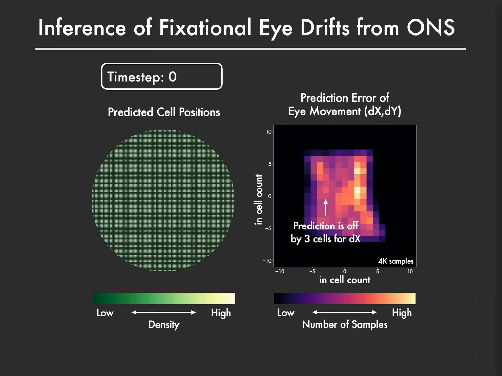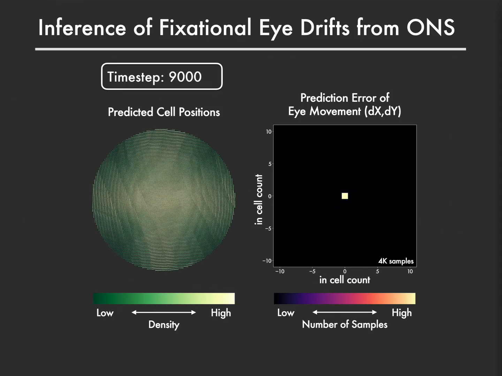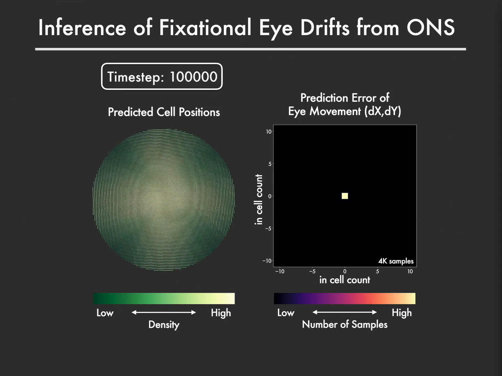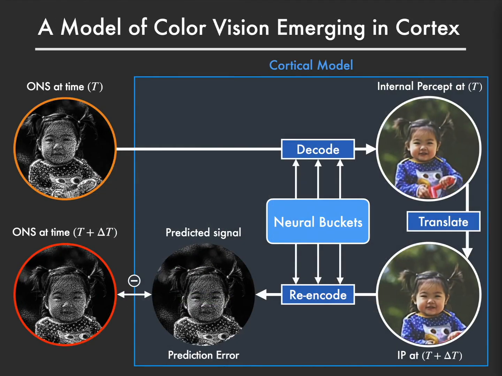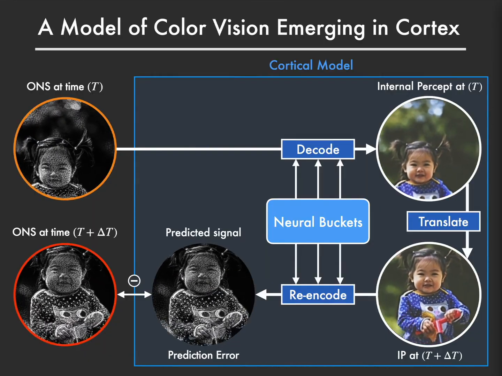At initialization, predictions of cell positions and eye movements are quite inaccurate. But as the training proceeds, the cortical model succeeds at both tasks. The main takeaway here is that the model can infer the eye movement solely from studying optic nerve signals, and this result came out naturally from the same learning objective, predicting the next optic nerve signal. And this was the detailed coverage of how our cortical model is implemented.